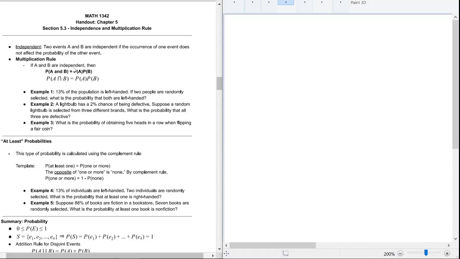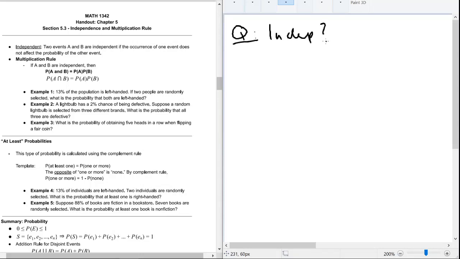So what does independence mean? That means that if two events are independent, then when one event occurs, it does not affect the probability of the other event. So let me give you some examples before we look at example 1 on what independence means. The question here is, do we have independence?